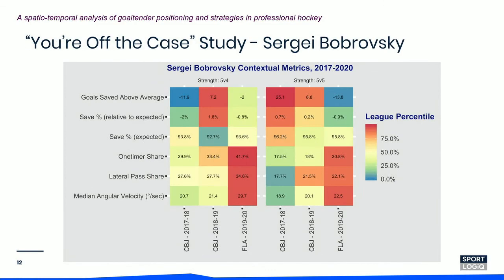And just looking at the contextual factors around it, he's in a situation now where the number of shots he's facing has increased, the lateral pass share has increased, and the angular velocity across on the average shot has increased. So it's just a different environment, and you can imagine how that might knock you off where you are. Being an aggressive goaltender, maybe you fade back a little bit. So it'd be interesting to monitor that as the season goes on.